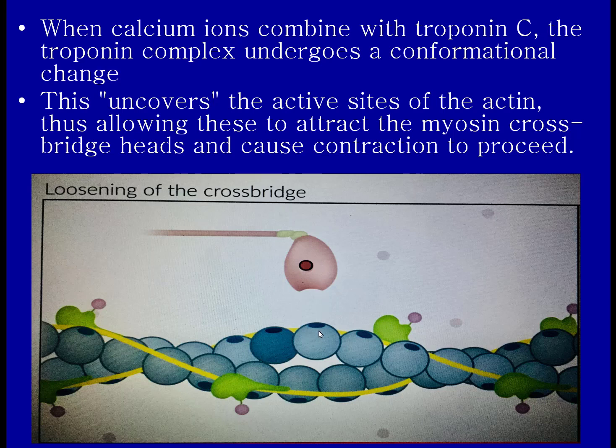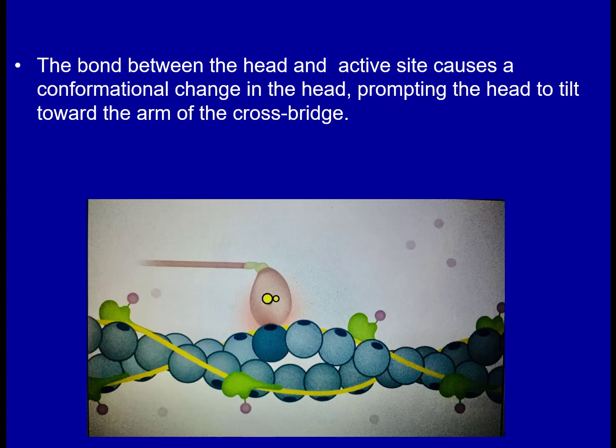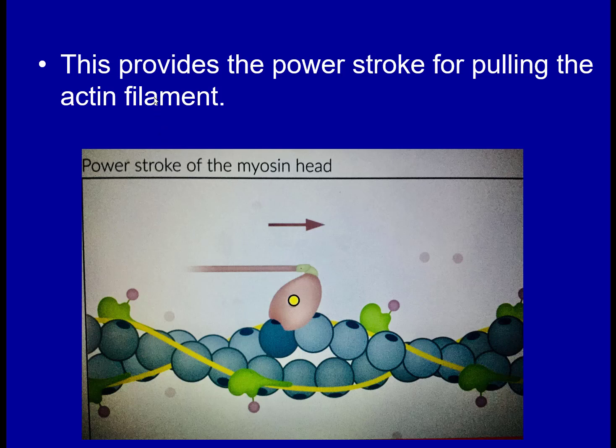The head attaches with this active site, and contraction occurs. Here you can see that the bond between the head and the active site causes a conformational change in the head, promoting the head to tilt towards the arm of the cross bridge. The head is held to the arm of the cross bridge, and this is due to the attachment of calcium to the receptor site, which uncovers the active site of the actin. So this provides the power stroke for pulling the actin filament.